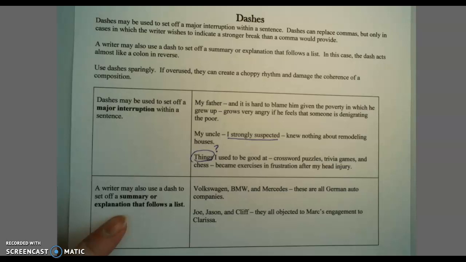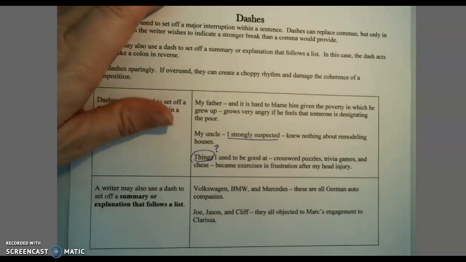The second way that we can use dashes is using them to set off a summary or explanation after a list. And so we have 2 examples here. Volkswagen, BMW, and Mercedes, dash. These are all German auto companies. And then we have a list of names, dash. They all objected to Mark's engagement to Clarissa.